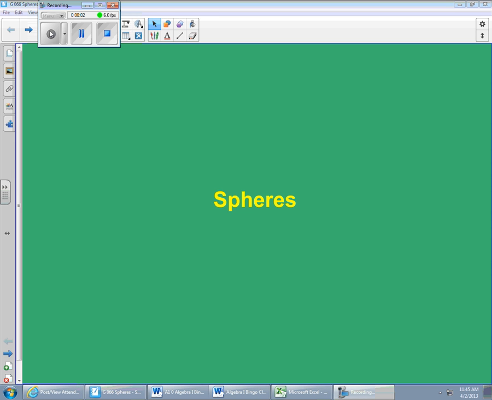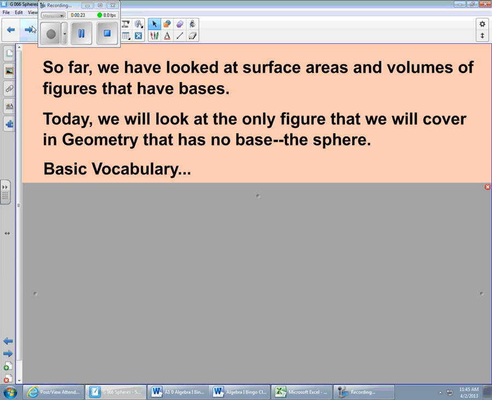All right, today we're going to expand our discussions of volume and surface area to include figures that have no bases. We've already worked with pyramids and prisms, but now we're going to look at the only shape that we're going to look at in geometry that doesn't have a base, which is the sphere. We've already got a definition of sphere, but we haven't really worked with any of the math around it.